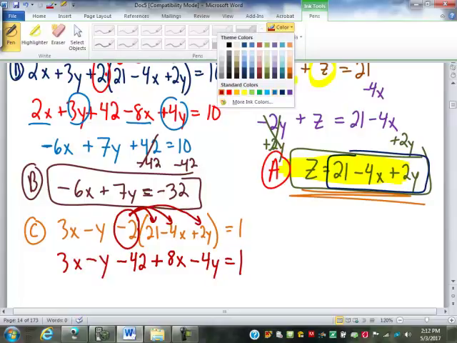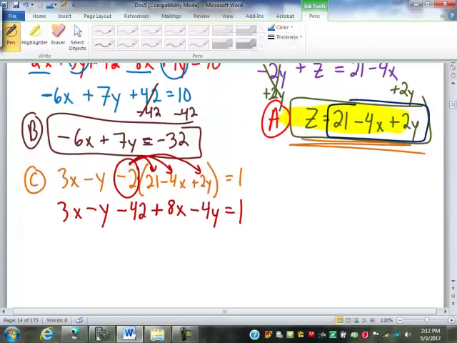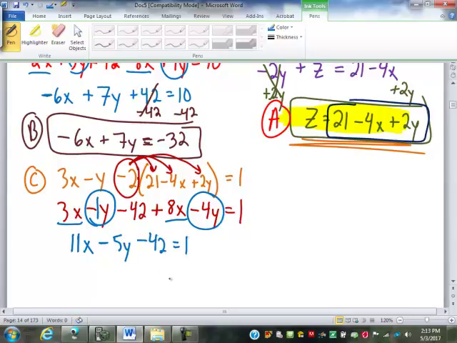So just like up above, we're going to combine what we can. So I've got 3x and 8x make 11x. Think of this as a negative 1y. So I got negative 1y and negative 4y make negative 5y. Yep. I still have that minus 42 here equals 1. So my final step, I'm going to add the 42 to get rid of the negative 42. So I've got 11x minus 5y equals 43. So that's equation C.